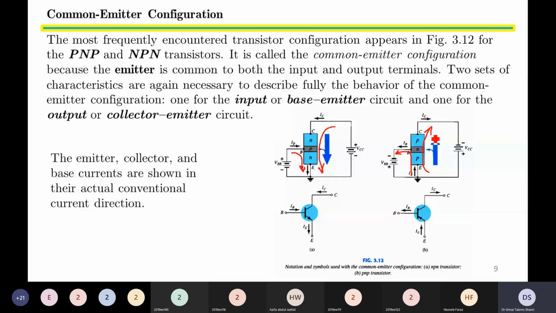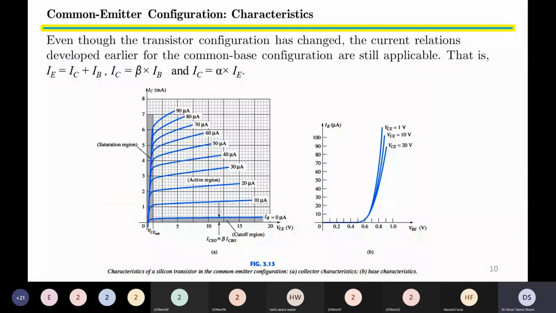Diagram 3.12 also shows the symbolic representation for transistor in common emitter configuration. First is the NPN case and second is the PNP transistor case. Now we come to the next slide. The next slide shows the two characteristics for common emitter configuration.